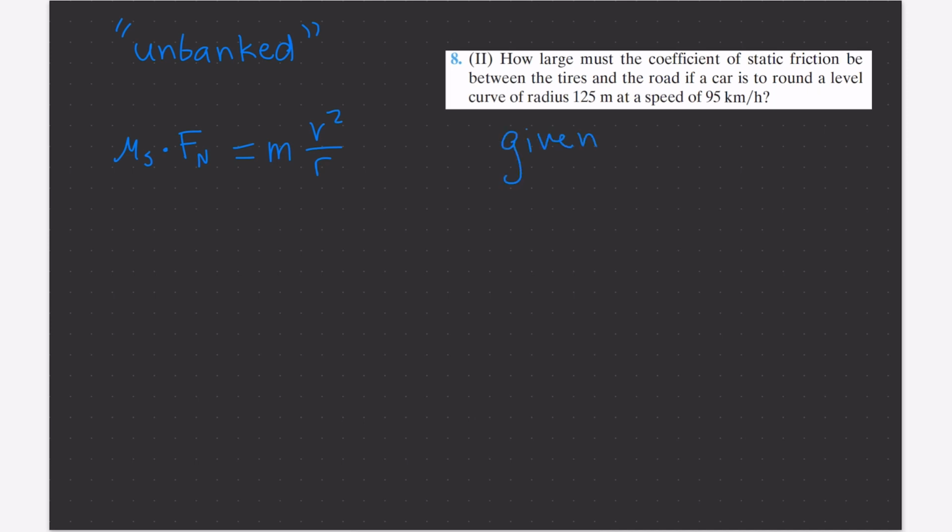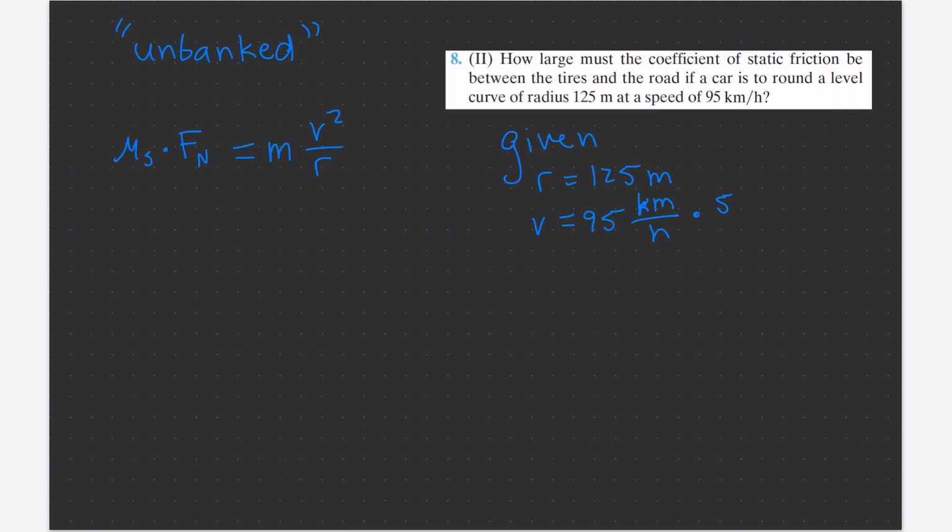We're given the radius of curvature, 125 meters. We're also given the constant velocity that the car is traveling along this curve. It's going to be v is equal to 95 kilometers per hour. Now, this isn't in SI units, so I'm going to do a quick conversion to get it in meters per second. You should probably get used to the kilometers per hour to meters per second conversion.